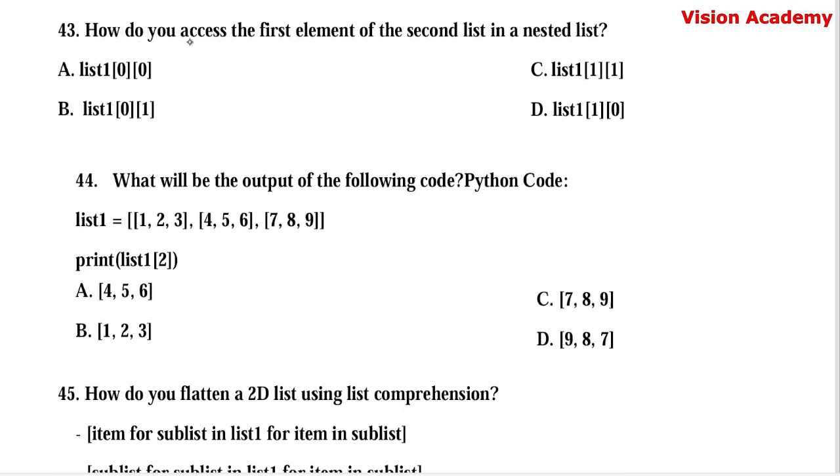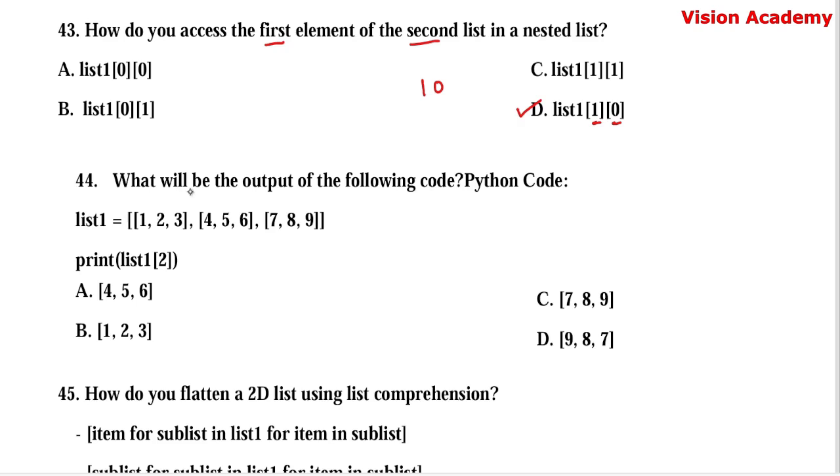Question number 43. How do you access the first element of the second list in a nested list? Option A, list1[0][0]. B, list1[0][1]. C, list1[1][1]. D, list1[1][0]. So what they have given is, how do you access the first element of the second list in the nested list? Here the second list has index number 1 and the first element has index number 0. So here you can observe option D, list1 consisting of index numbers 1, 0. Hence option D is the right answer.